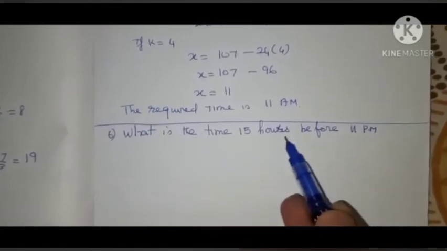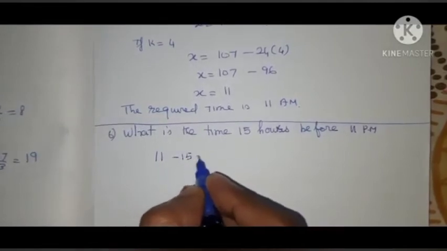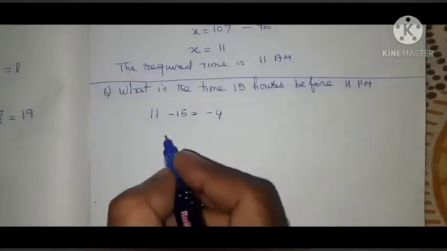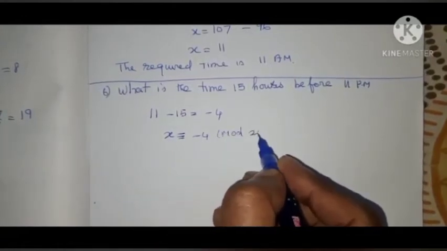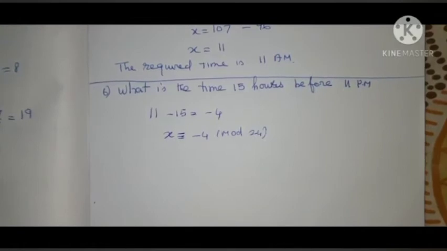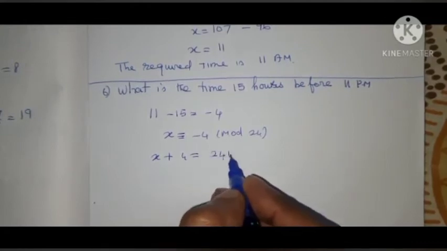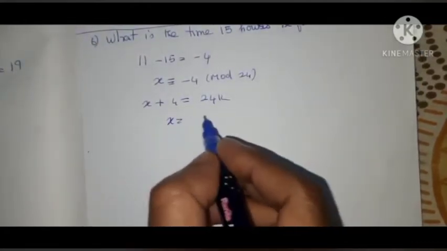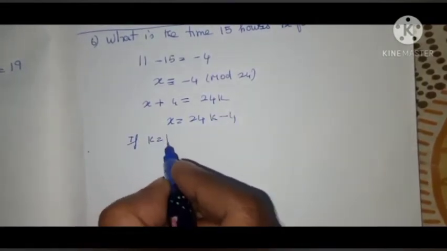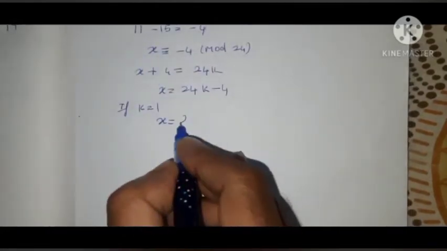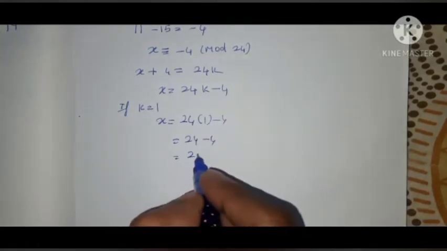6. What is the time 15 hours before 11 p.m.? 11 minus 15, we get the remainder minus 4. x is congruent to minus 4 mod 24. 24 is the number of hours in a day. x plus 4 is equal to 24k, so x is equal to 24k minus 4. If k is equal to 1, x is equal to 24 into 1 minus 4, 24 minus 4, 20.